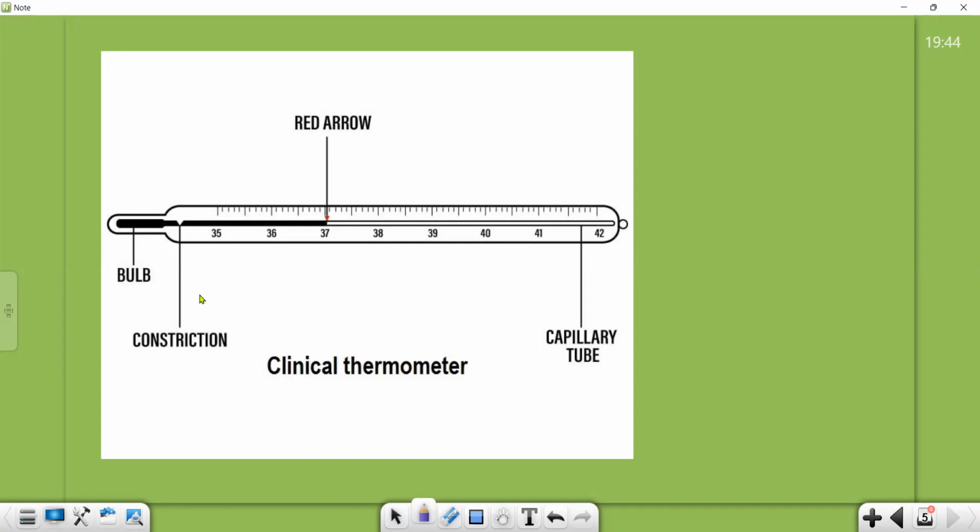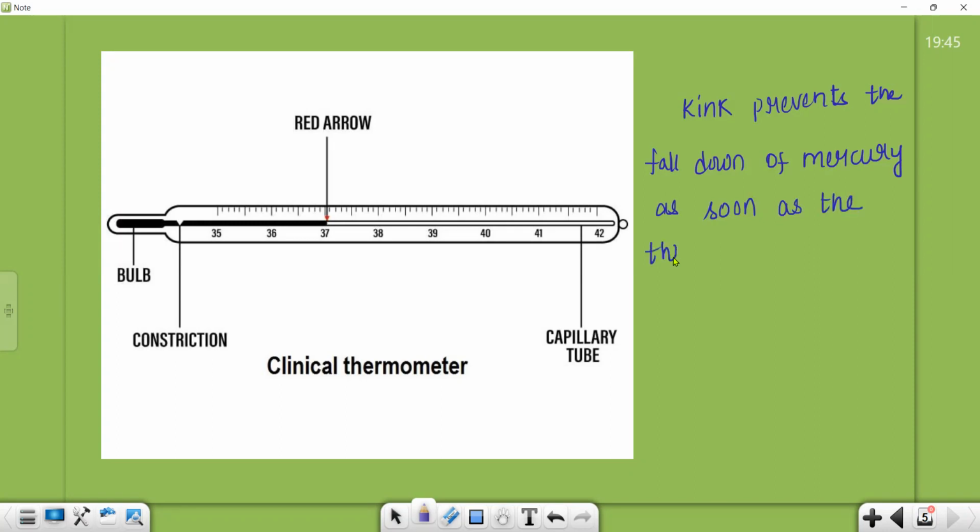Otherwise, we would not be able to check the temperature. Yes, the kink prevents the fall of mercury as soon as the thermometer is taken out from the patient's mouth.